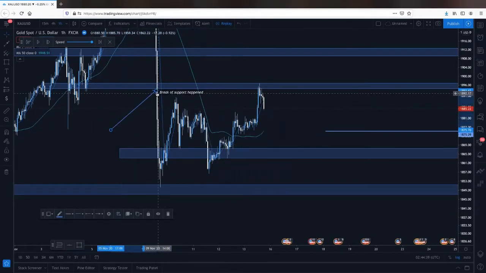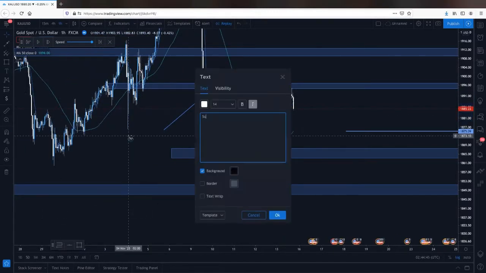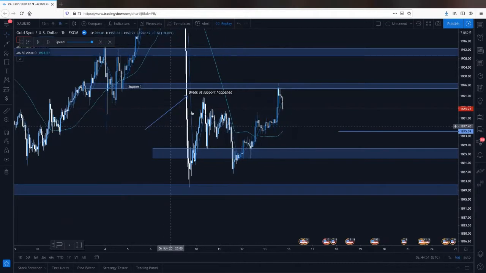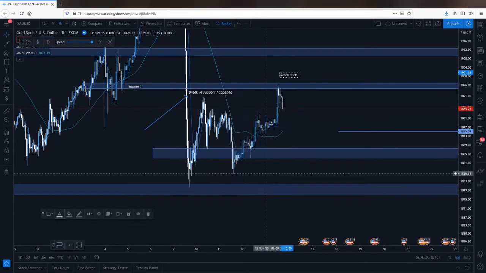Boom, we got the break of support right here. This was support, if y'all didn't know. So anytime support is broken, it becomes resistance. So it becomes resistance right here.